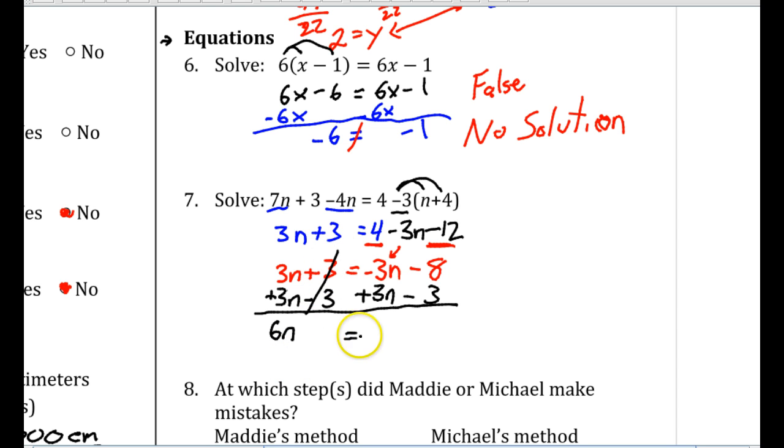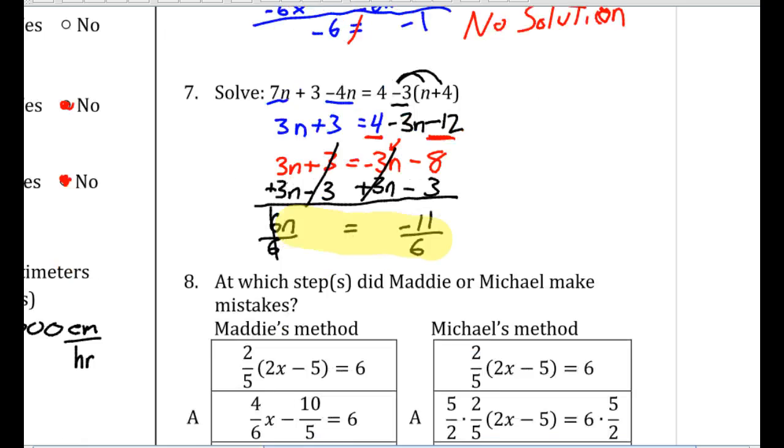Zero equals 0. Negative 8 and negative 3 is negative 11. Divide both sides by 6. And n equals negative 11 over 6. And just please leave your answer just like that. Don't make it a decimal. Don't make it a mixed number. That's fine for your solution.